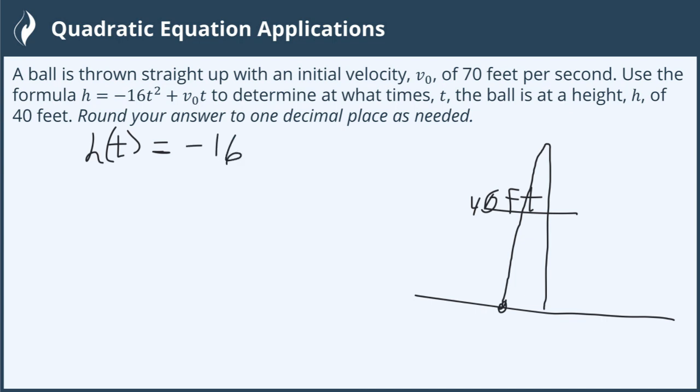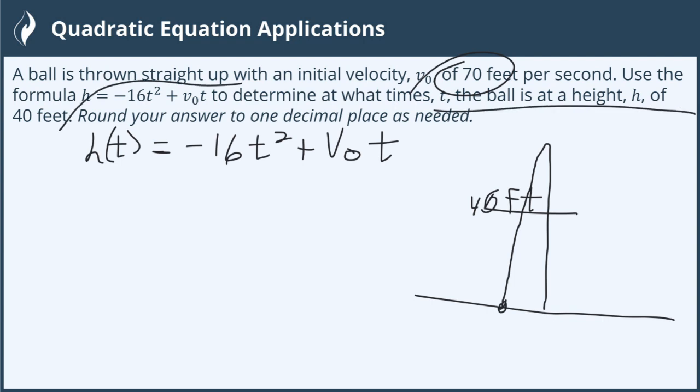Negative 16 feet per second squared is gravity, and that's why that's in that formula, plus v sub 0 t. Well, they give you the v sub 0, so we're going to plug that in here. And the height, they're wanting to know where the height is 40. So I'm going to say 40 is equal to this equation right there.